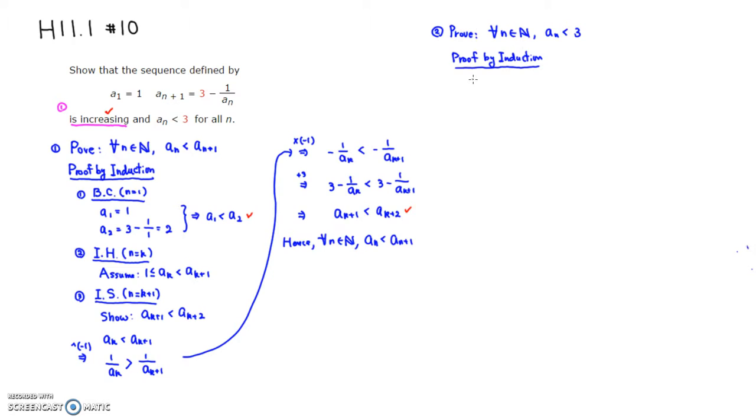First step is the base case, when n equals 1. We just have to check. We know that a_1 is equal to 1, which is definitely less than 3. Since a_1 is 1 and it's an increasing sequence, this sequence is always positive. And 2, let's assume the induction hypothesis. When n equals k, a_k.